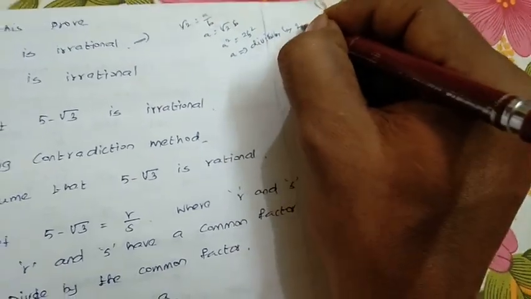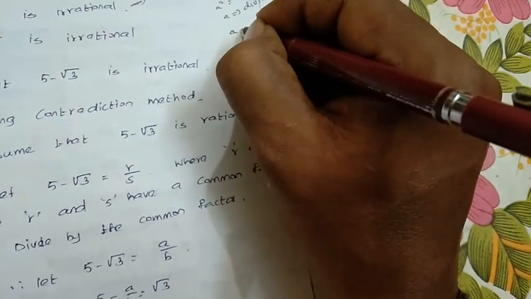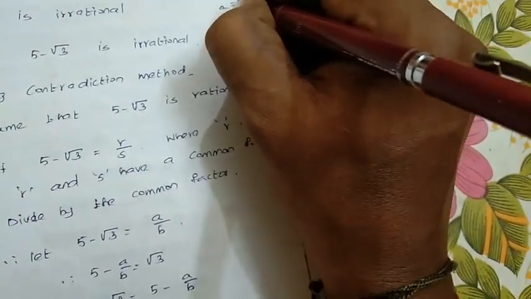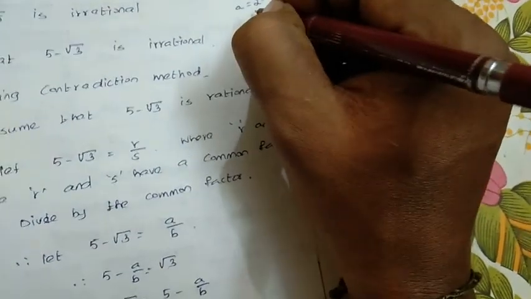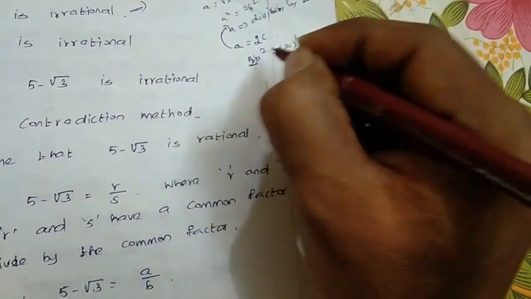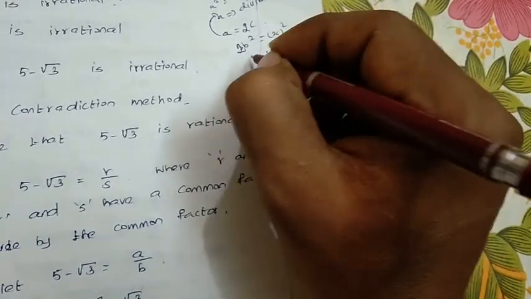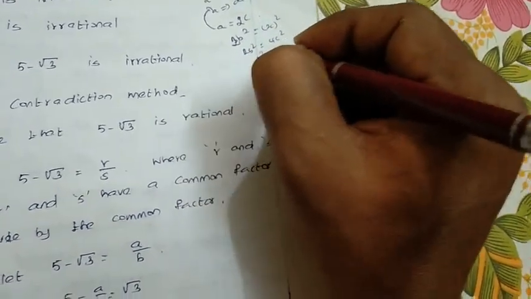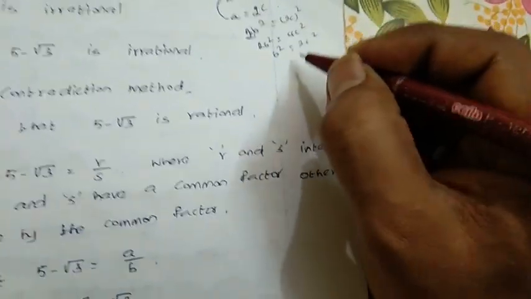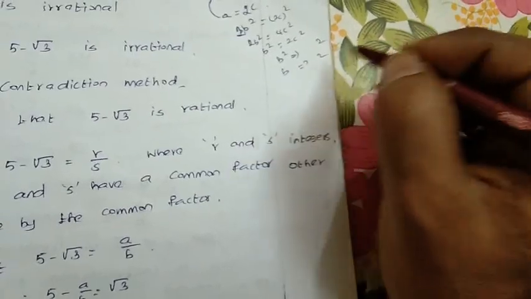Now we can write a equals 2c. Substitute here: 2b squared equals 2c the whole squared, that is 4c squared. So b squared equals 2c squared. So b squared is divisible by 2, that is, b is divisible by 2. So both a and b are divisible by 2, we can write.